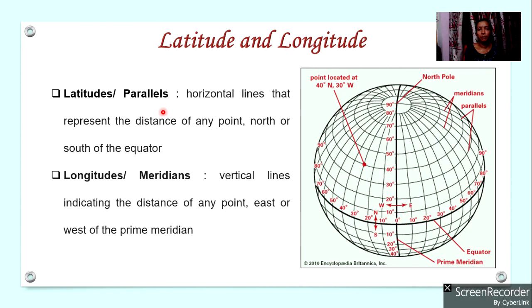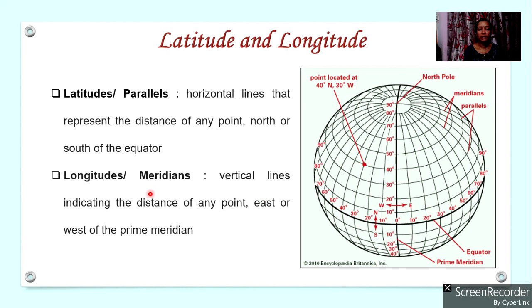So latitudes or parallels are horizontal lines that represent the distance of any point north or south of the equator. Latitudes or parallels are the horizontal lines that give the angular distance of any point to the north or south of the equator.